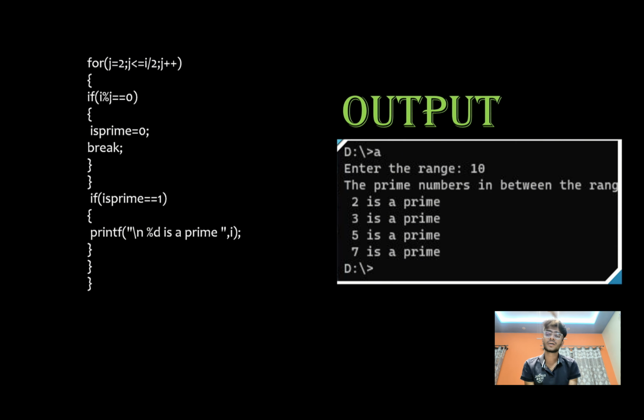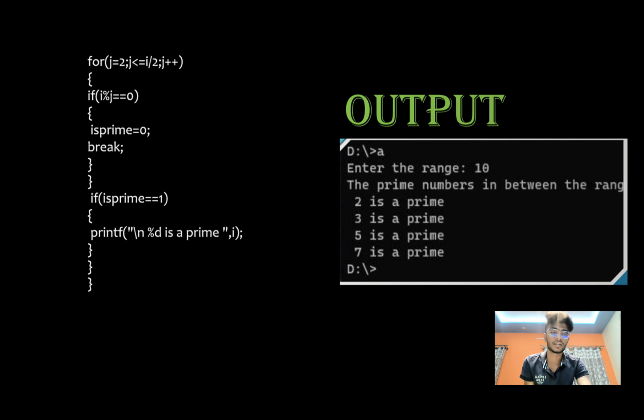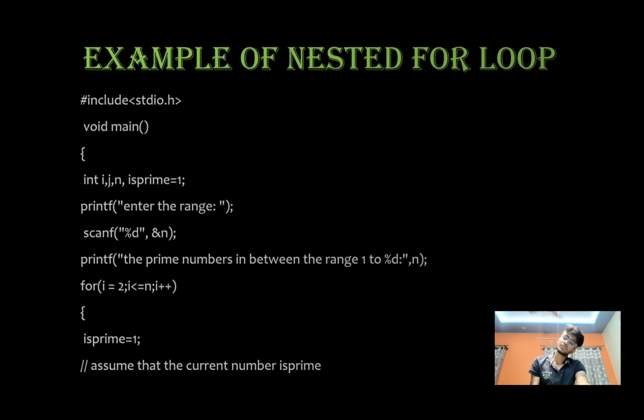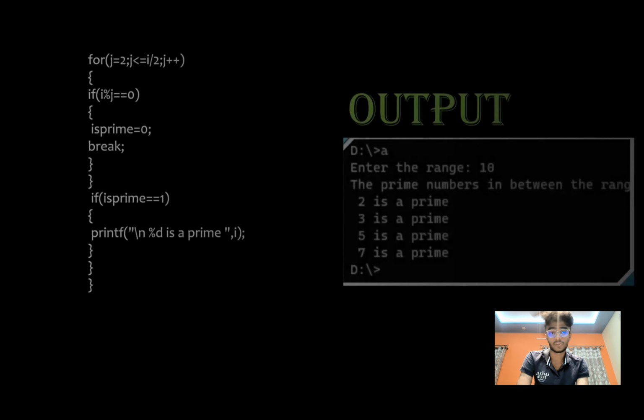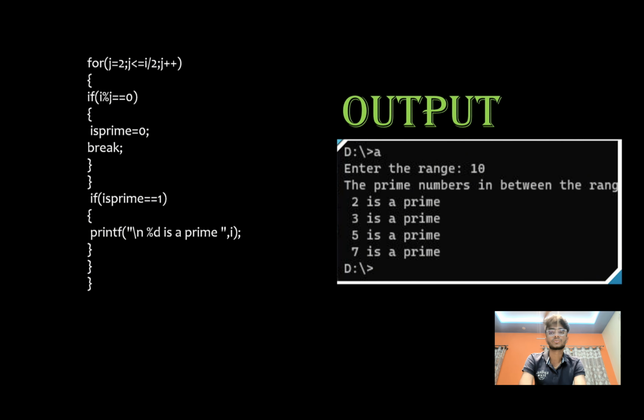So again we come to if isprime == 1. Yes, the value of isprime is 1 only. So we take it as 3 is a prime number, and we go to the outer loop once again where the value is incremented, so the value of i is incremented from 3 to 4. The value of isprime is retained as the same 1, and we come to the inner loop where j = 2 and j <= 4/2. So 2 is less than or equal to 2, which is true.